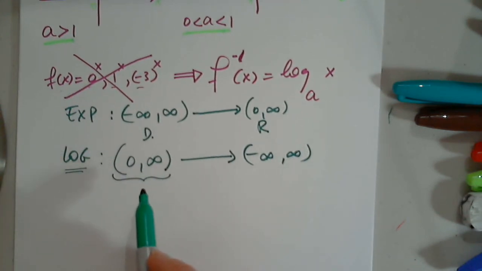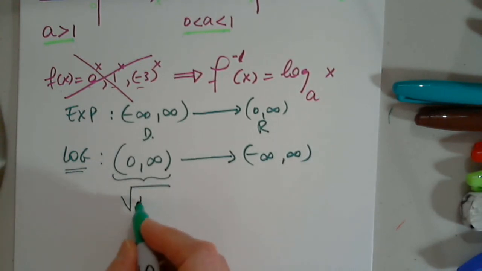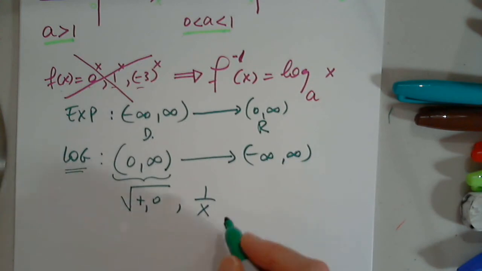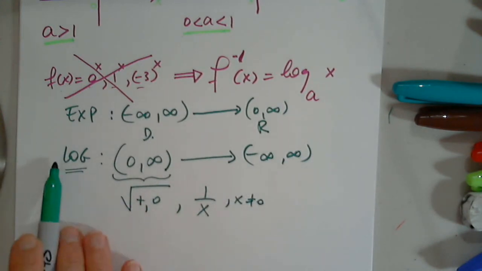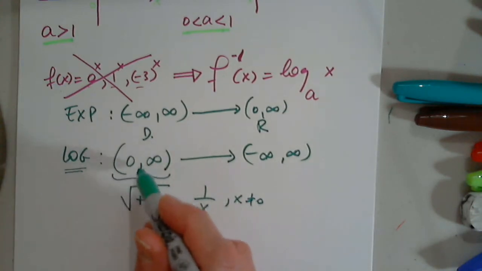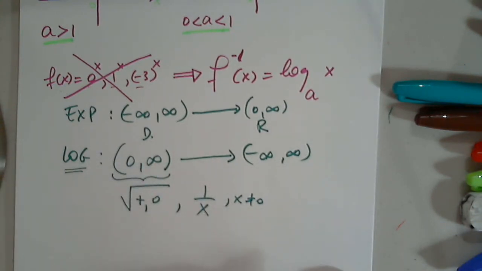Are there other functions that I have to worry about? Yes. The square root, I have to worry about it because it can only be defined on positive or 0. Is there another? Yes, 1 over x, because x cannot be 0. So these three functions, rational, radical with an even index, and log, are functions with restrictions. They may or may not, but these are functions that I have to worry about.